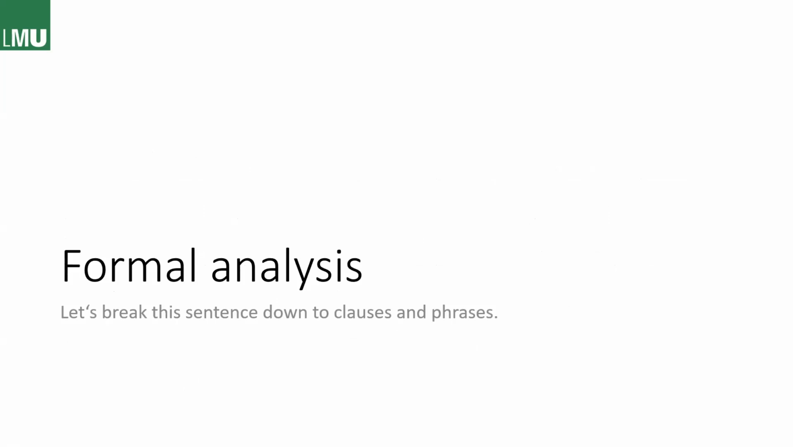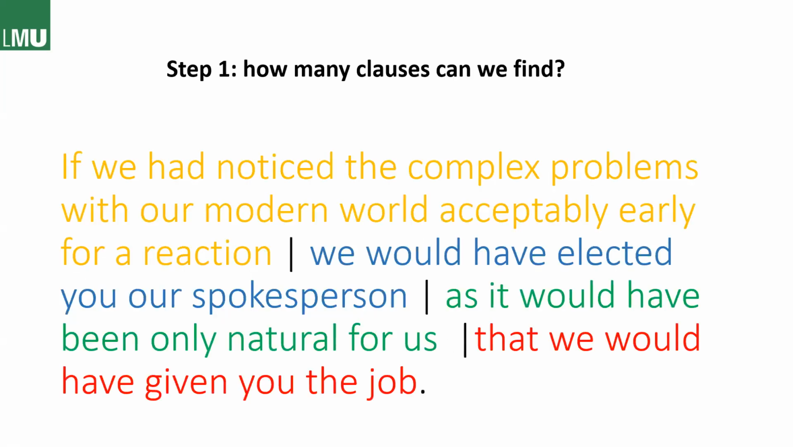On a formal level, we have clauses and phrases. So the first question we have to ask ourselves is, how many clauses do we find in this sentence? And we can see 4. A quick reminder, a clause is just a unit of a sentence that contains a subject and a verb, and that is a kind of individual sentence, but it cannot always stand on its own. So if we have a subordinate clause, that has to come with a main clause.